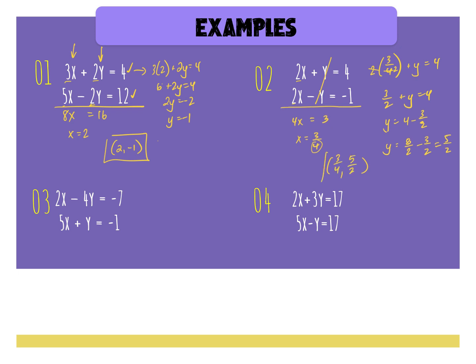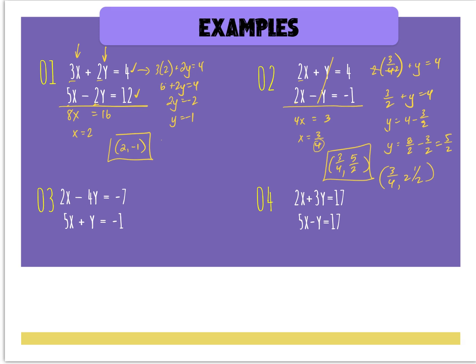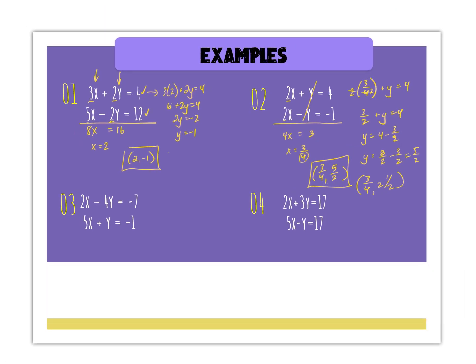You can write it as a fraction. Improper fraction is totally fine. If you want to write it as a mixed number, that's fine too. So that would be 2.5. Okay? We keep going. Now, when I get to number 3, I realize there's no opposites just yet.